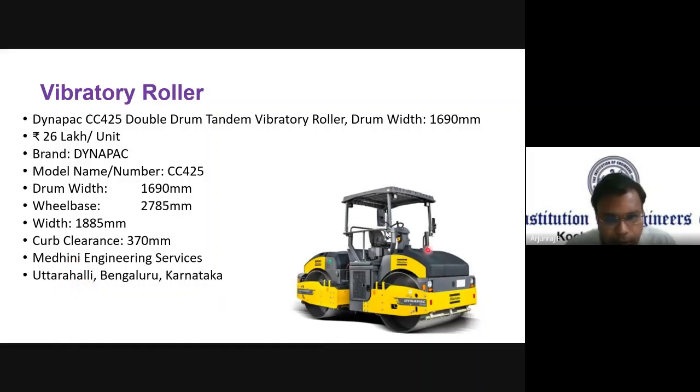And what is the specification of this vehicle? It is having a drum with a width of 1690 mm and wheelbase. Wheelbase is nothing but the distance between the front and the rear wheel. You call this 85 mm. You have the curb weight, with the requirement of clearance of 370 mm. Each cost is 26 lakh per unit, where it comes with a drum width of 1690. The name is drum tandem vibrating roller.